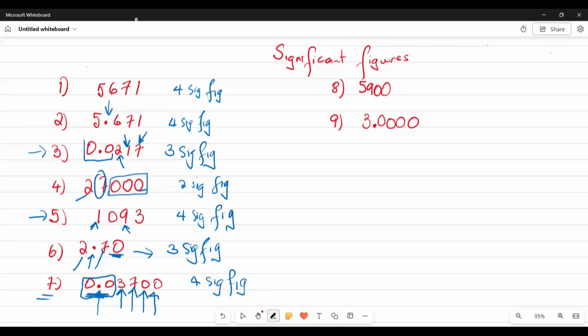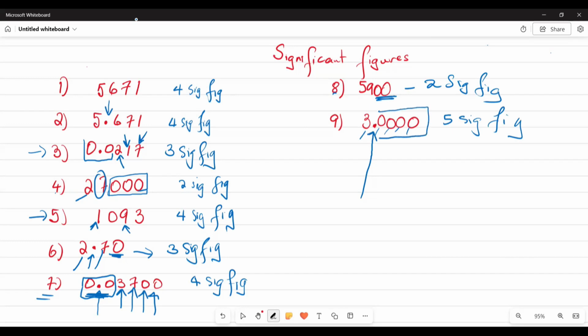Let's take a look at number 8. Number 8 is a typical example of number 4. We have trailing zeros. So in this case, we're only looking at 2 significant figures. For number 9, we're looking at 1, 2, 3, 4, 5 significant figures. Why? We're looking at 5 significant figures because there is a decimal point that came after the 3. And then we had 4 zeros after the decimal point. Remember, whenever a decimal point is introduced, then all digits after it will be significant, including zeros.